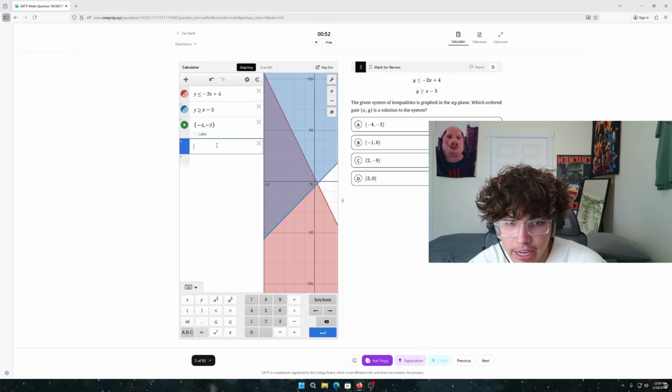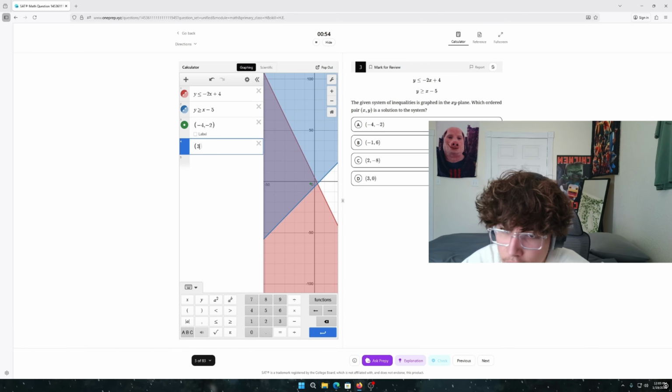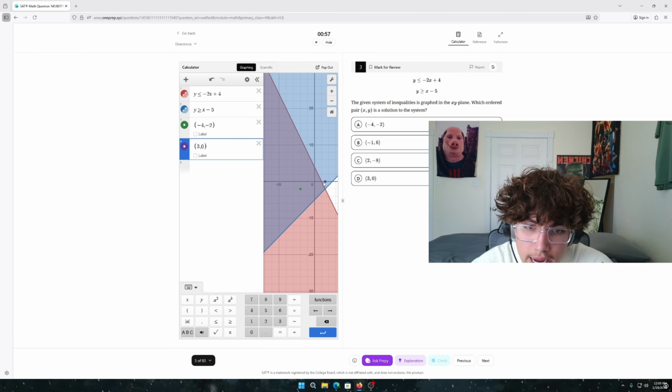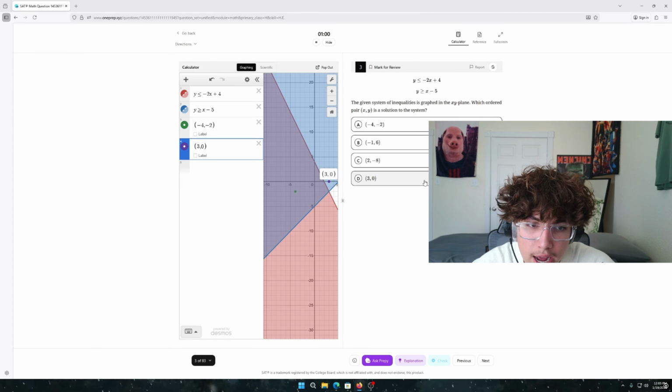Just for clarification, if I was going to put 3 over 0, it is not in the double shaded region. So that would not be the answer.